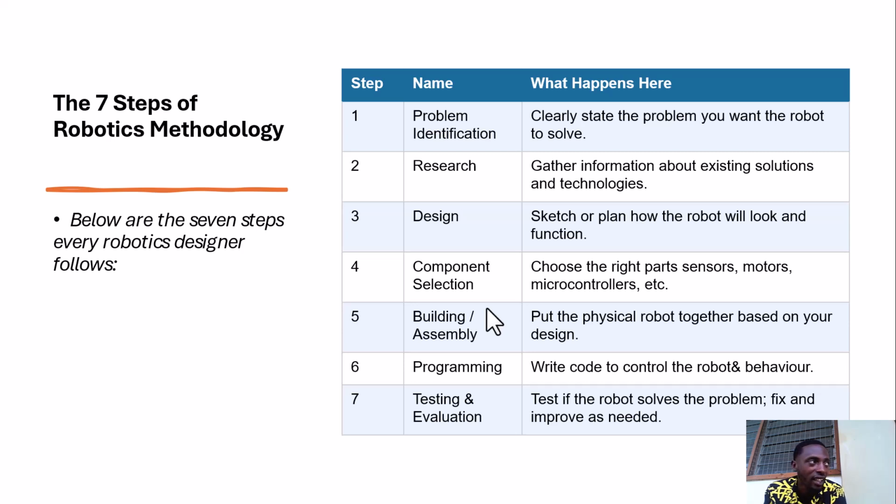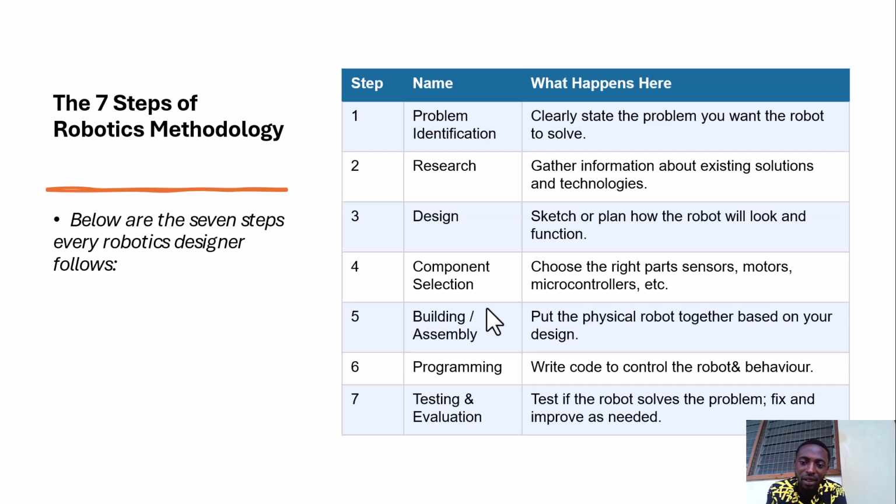Then we have the component selection. You need to choose the right parts: sensors, motors, microcontrollers, actuators, and accelerators. So you're supposed to also do component selection, and this is very important because without these things you can't make a robot. A very good robot must have these parts: sensors, motors, actuators, and microcontrollers.